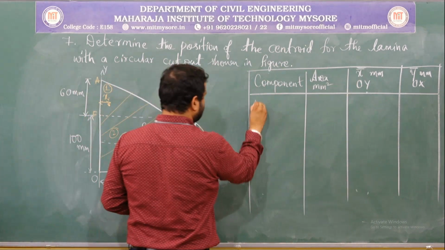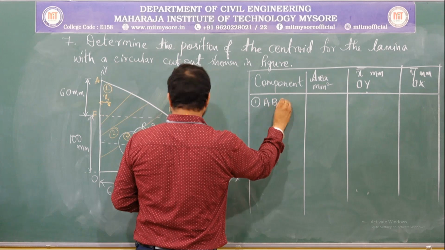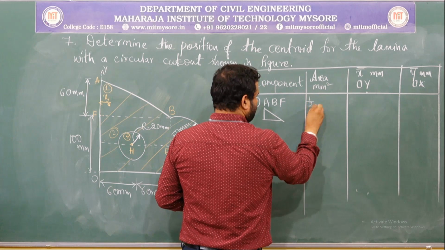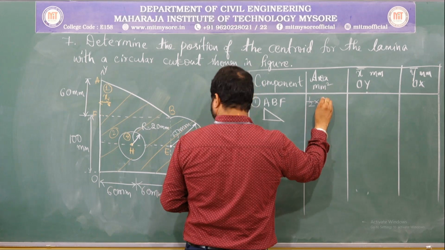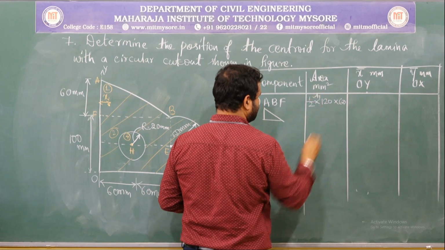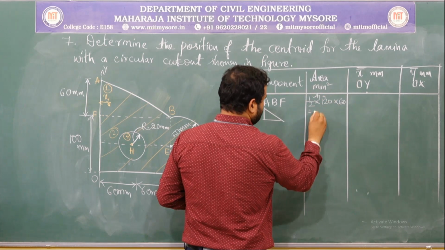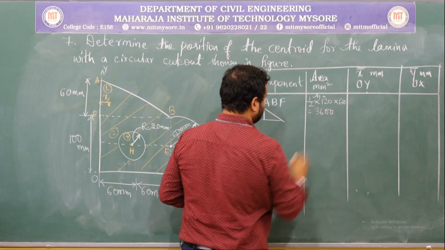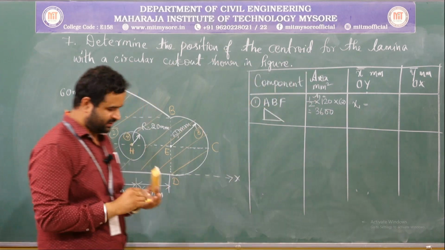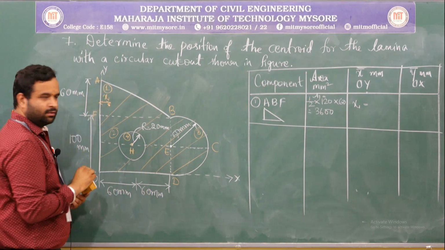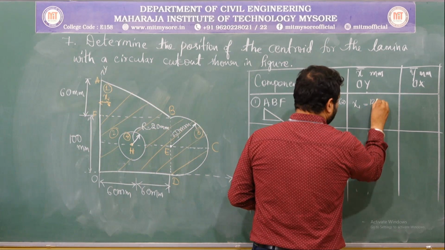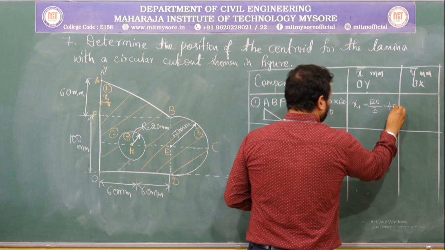So, this is the component 1. Component 1 is this right angle triangle A, B and F. Then the area half into base 120 into height 60, which is nothing but A1, which is equal to 3600 mm square, and x1 is to be measured from the OY axis. So, this is x1, which is nothing but base by 3, which we already determined, which is 120 by 3, which is equal to 40 mm.